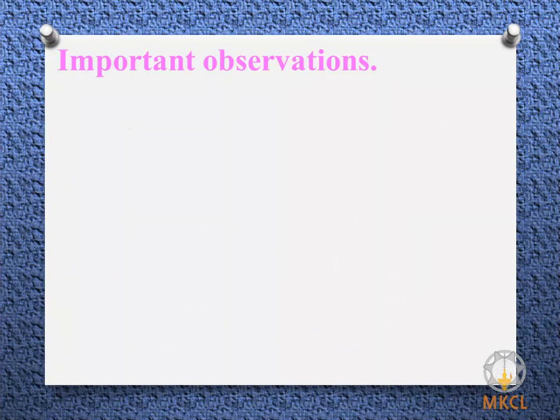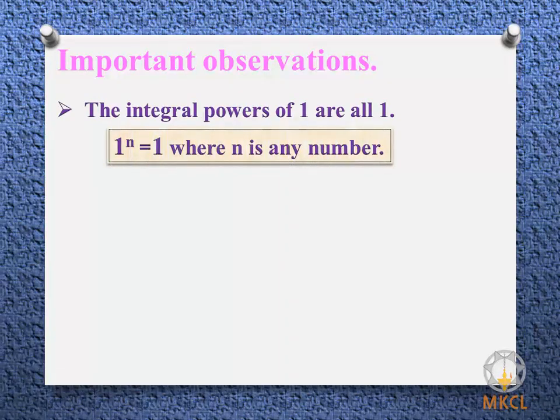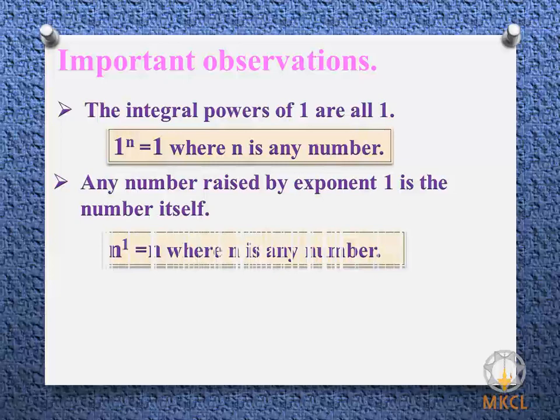Now some important observations. First, the integral powers of 1 are all 1. Means if we multiply 1 by itself any number of times, then all the times you get the answer 1 irrespective of exponent. Second, any number raised by exponent 1 is the number itself. For example, 2 raised to 1 is 2, minus 11 raised to 1 is minus 11, etc. In general, n raised to the power 1 is equal to n, where n is any number.